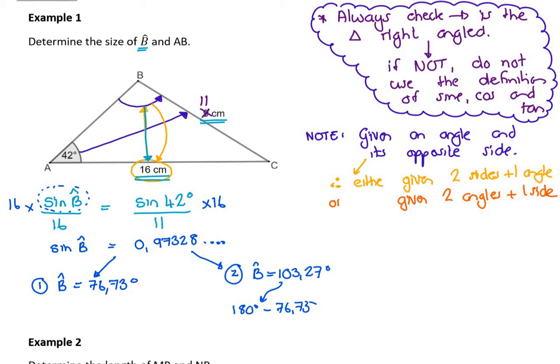Okay, now which one of these is right? Well, let us look at the picture. Is this an obtuse angle at B, or is it an acute angle? Because that's the only difference, and they've drawn me a picture so I can tell.